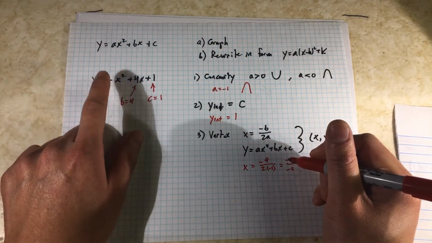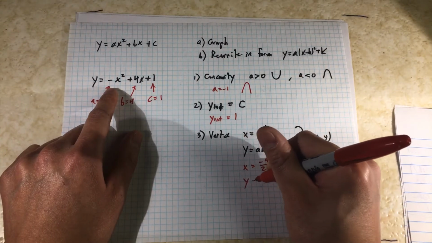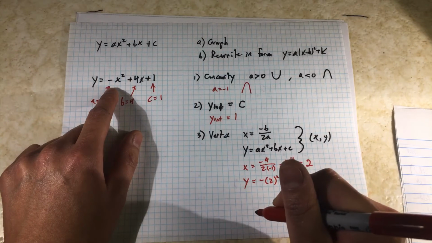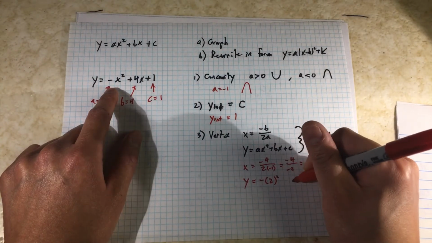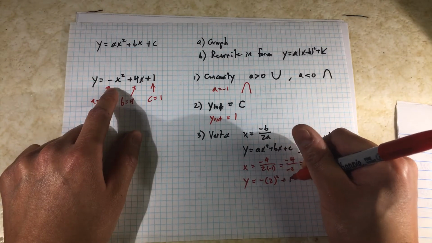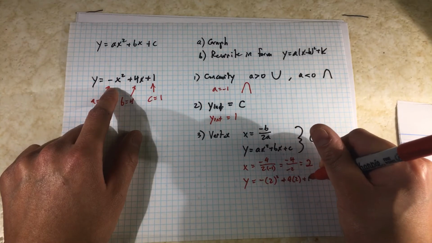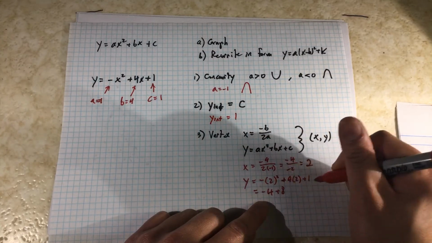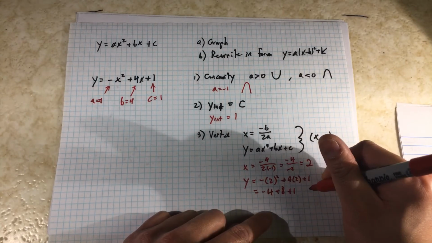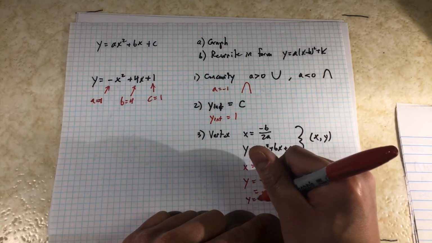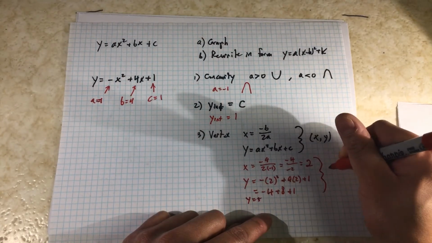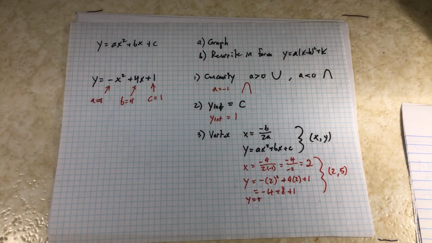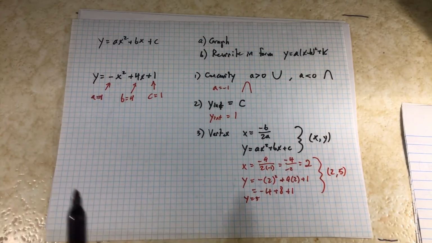And then what we do is we take that and plug it back into the original. So we have negative 2 squared plus 4 times 2 plus 1. So this is negative 4 plus 8 plus 1. So that means y is equal to 5. So we put those together: the x coordinate was 2, the y coordinate was 5. So that's my vertex.